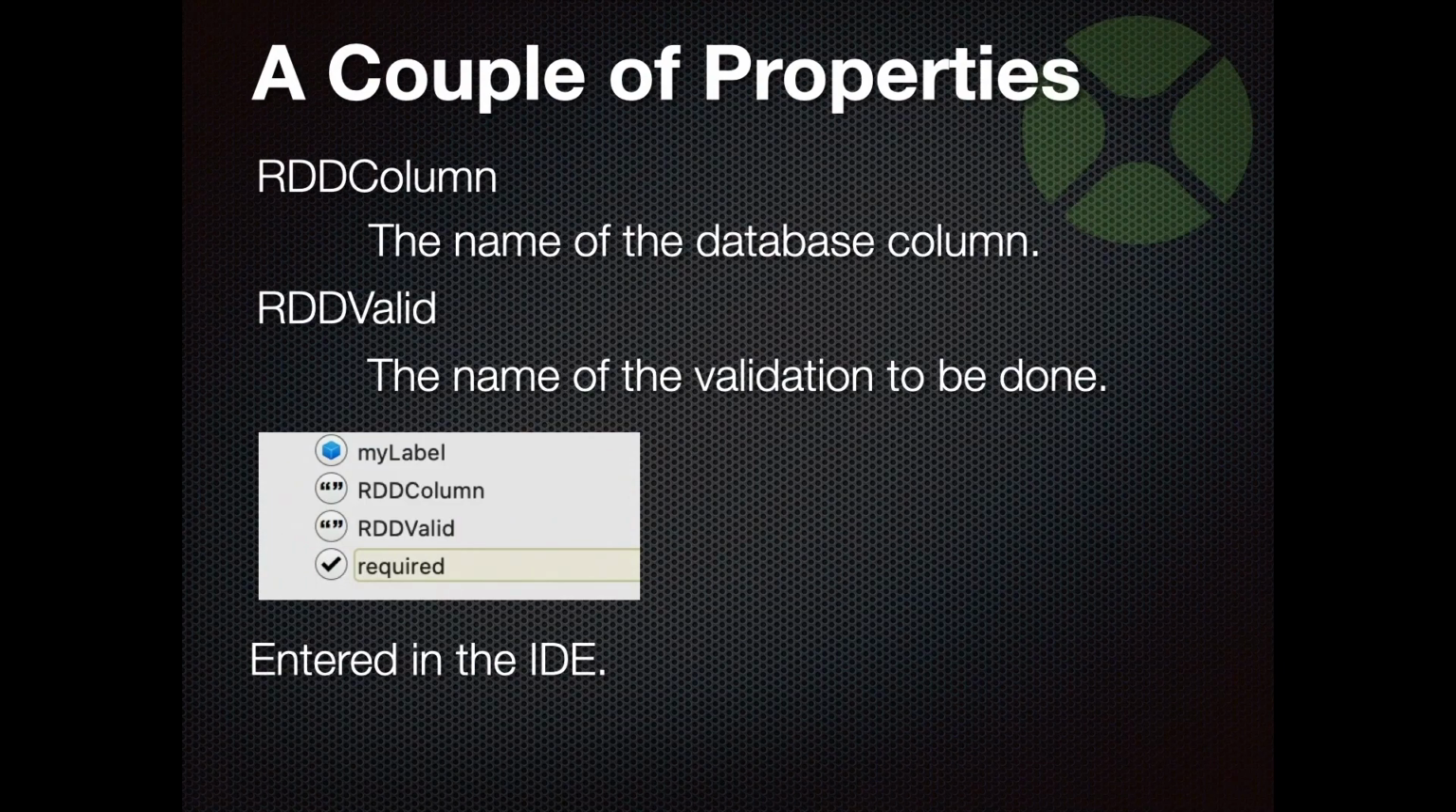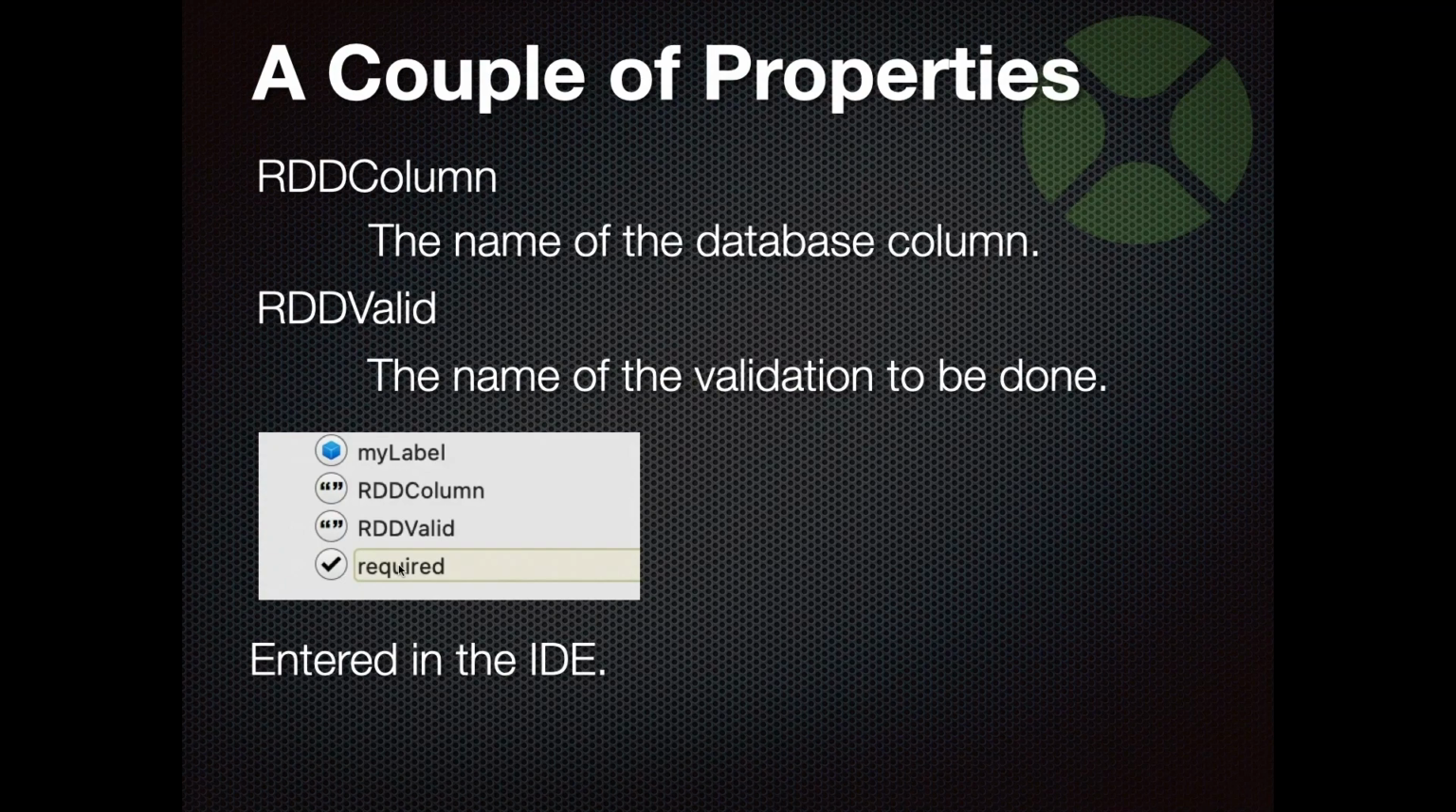And these are the properties. There are two critical properties. Well, they're all pretty useful. Each control can have a label, and we'll see how the control finds its label in a minute. RDD column is the column in the database where the control is getting its data or saving its data to. RDD valid is simply a string that indicates the kind of validation that should be done. Required is if the control requires input.